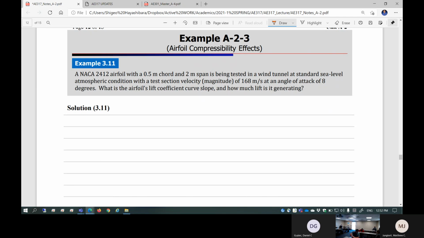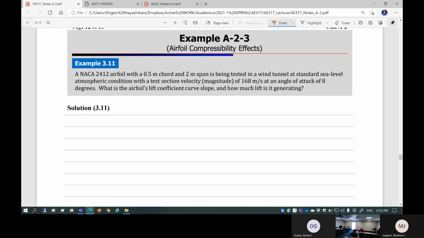Here we go. So a 0.5 meter chord and 2 meter span wing is being tested in a wind tunnel at standard sea level atmospheric conditions with a test section velocity magnitude of 168 meters per second at an angle of attack of 8 degrees. What is the airfoil's lift coefficient curve slope? How much lift is it generating? One thing you instantly notice, what is it?